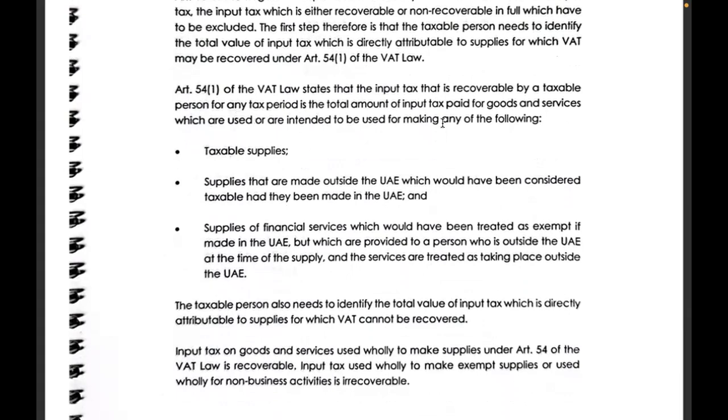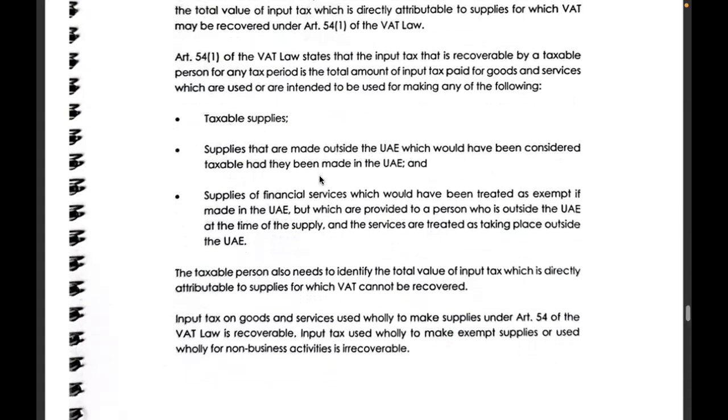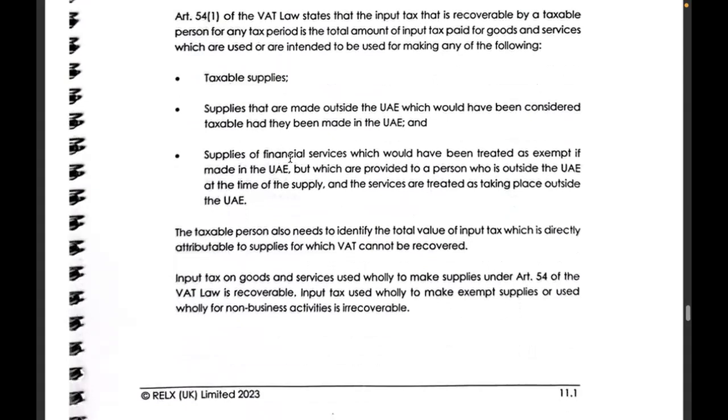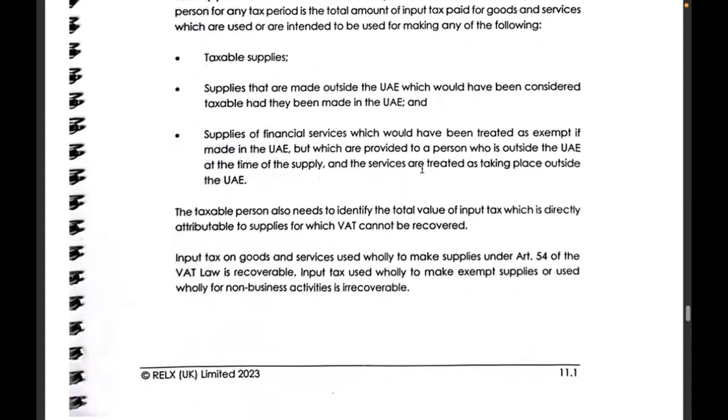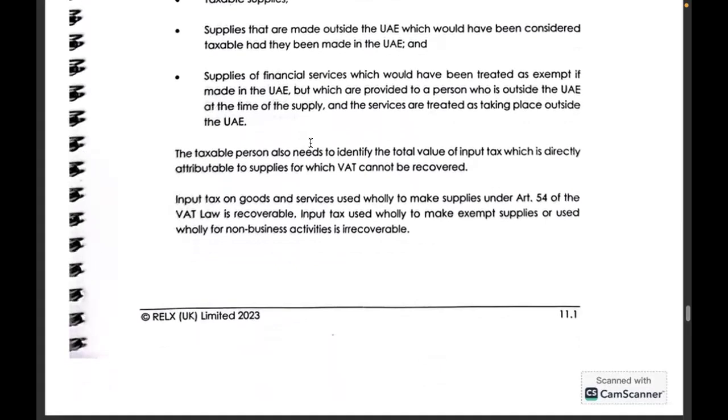During any tax period, the total amount of input tax paid for goods and services which are used or intended to be used for making either taxable supplies, or supplies made outside the UAE which would have been considered taxable had they been made in the UAE, because for that also we can recover input VAT, and supplies of financial services which would have been treated as exempt if made in the UAE but which are provided to a person who is outside the UAE at the time of supply, and the services are treated as taking place outside the UAE. That amount of input tax is also recoverable because that would mean a zero rated supply.